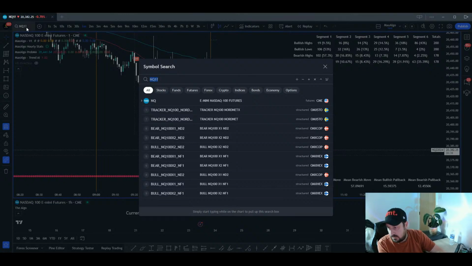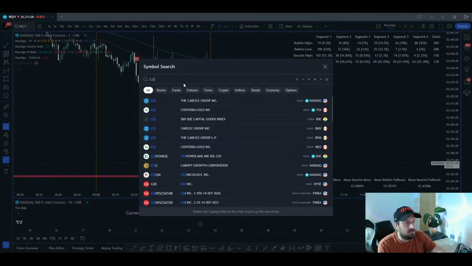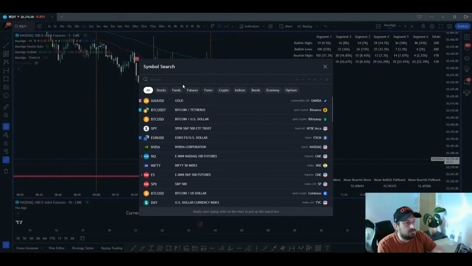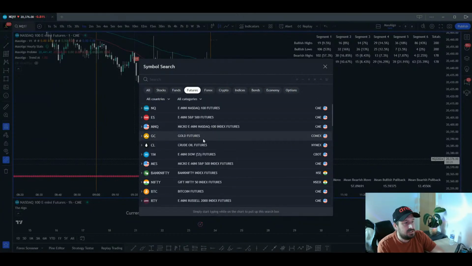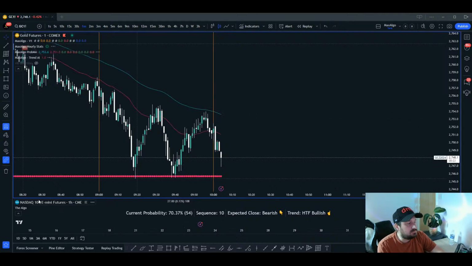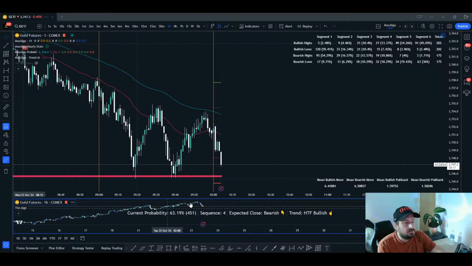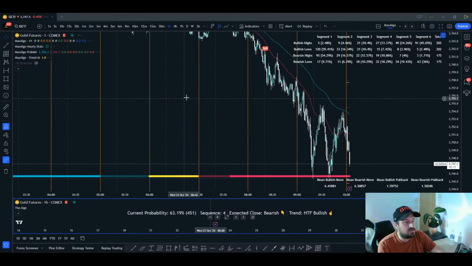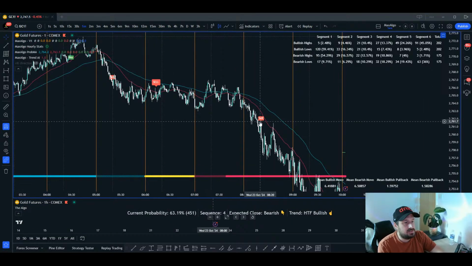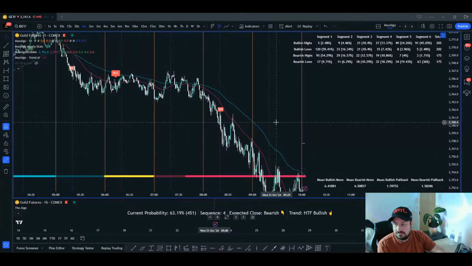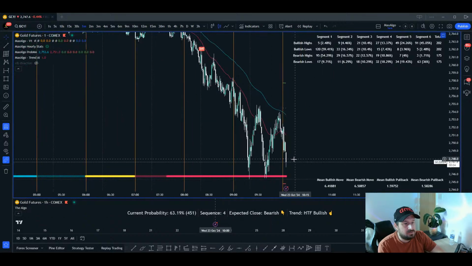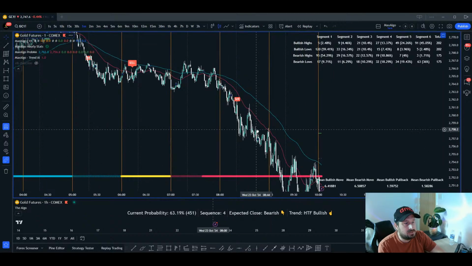You can look at futures, obviously, or you can look at CFDs, whatever you prefer. What's gold? Why can't I remember? GC, that's it. So here's gold. Here's our transition. Bearish, sell. Thank you very much. We're on a sequence 4, expected bearish. So it's 4, 3, 2, 1.